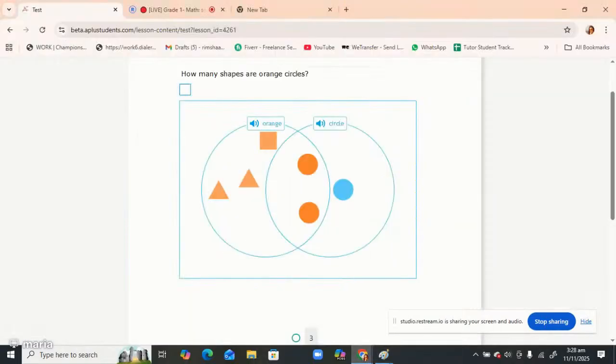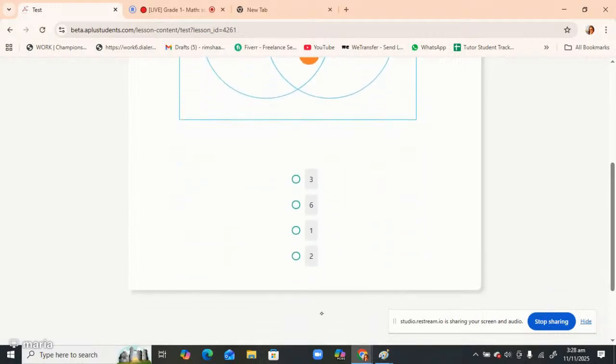Same like that here. How many shapes are orange? Look, when we count the orange shapes, this is 1, 2, 3, 4, and 5. But they mentioned here orange circles. So how many orange circles are there? Only 2. These 2 are orange circles. So we go with these 2.